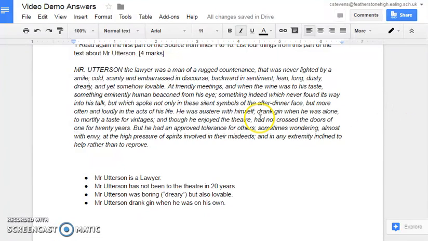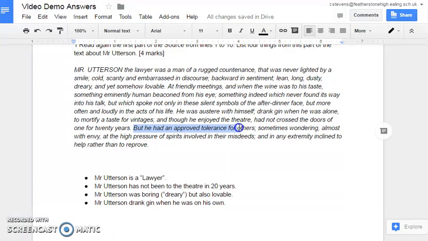Mr. Utterson the lawyer. Mr. Utterson is a lawyer. Yeah? If you want to be really, really particular about it, just put speech marks around lawyer. There's your quote. Mr. Utterson is a lawyer, we can check it. True. Mr. Utterson had not been to the theatre in 20 years. So it said, and although he enjoyed the theatre, he had not crossed the doors of one for 20 years. Okay? Remember, you can quote.